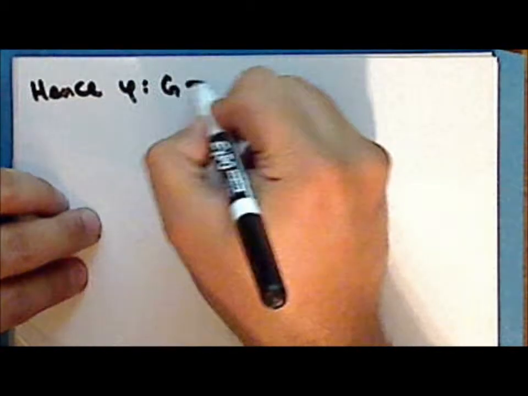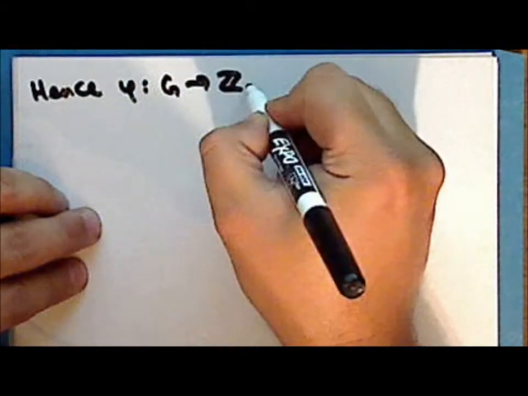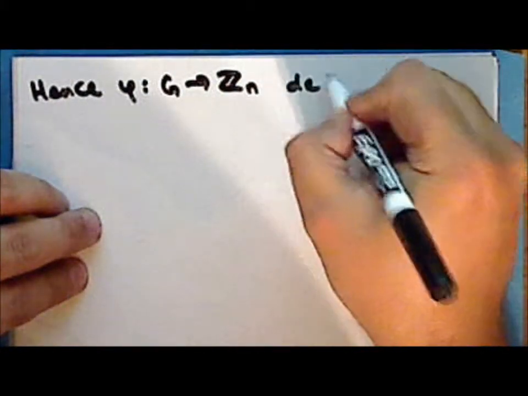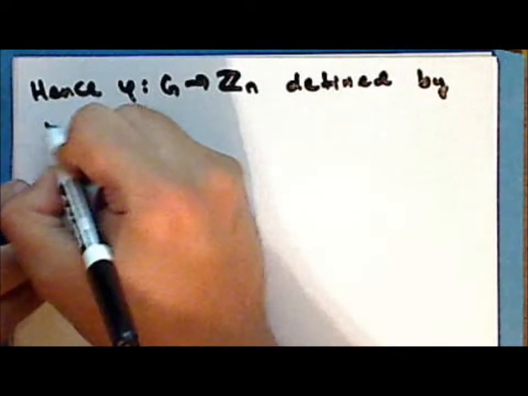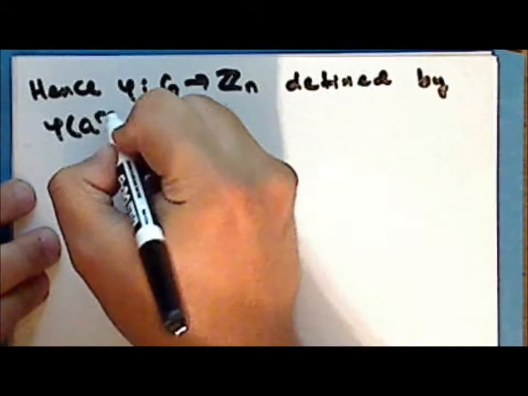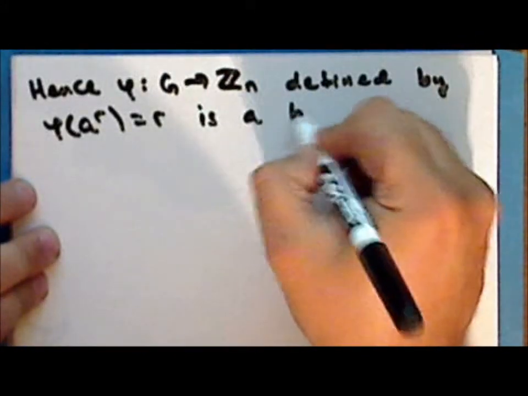And hence the function phi, mapping the group G into the integers modulo n, defined by phi of a to the power of r is equal to r, is a bijection.